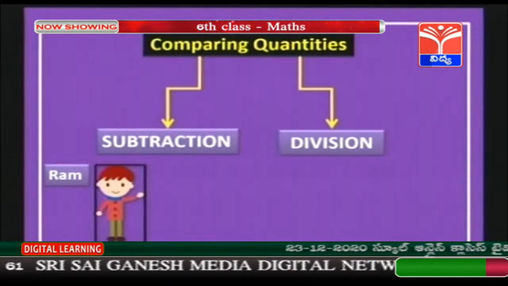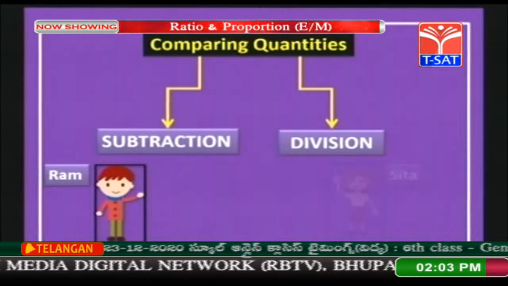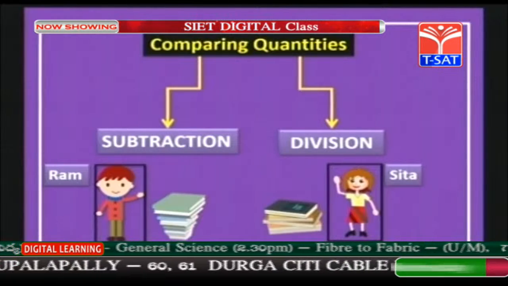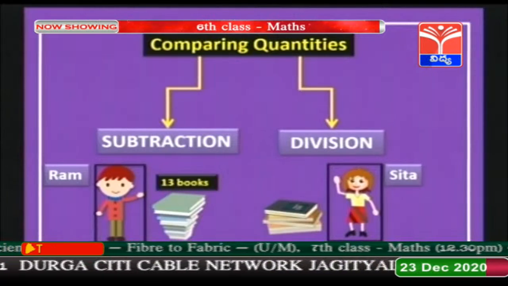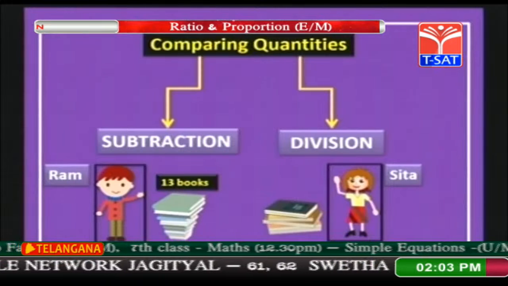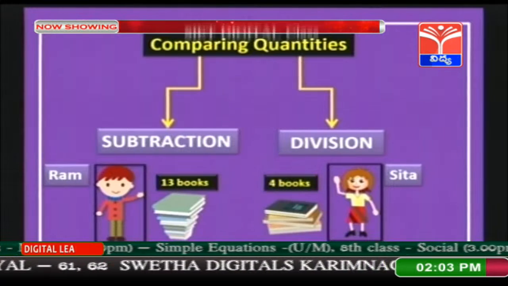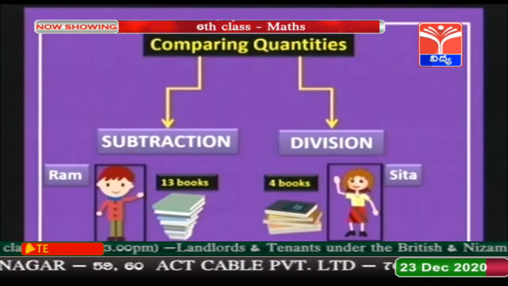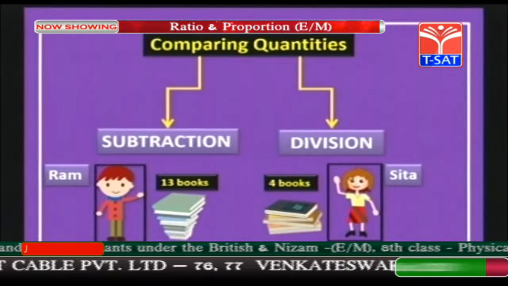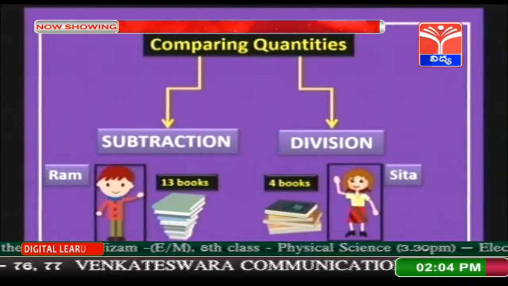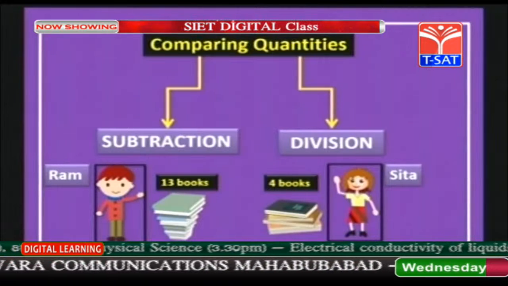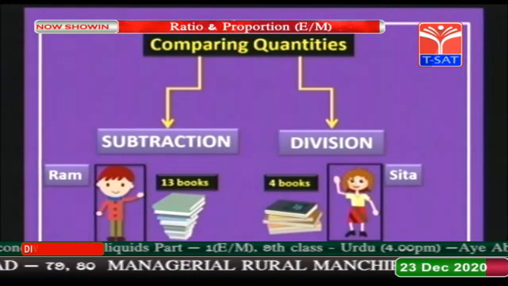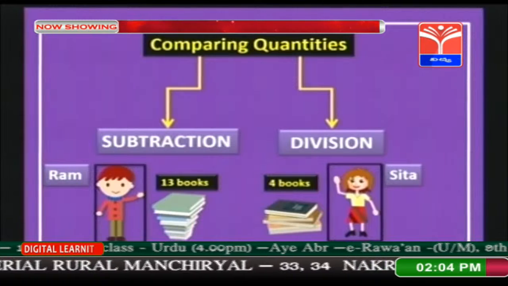Now take a look at an example. See here, Ram and also Sita. Ram has some books with him and at the same time Sita also has some books. Let us consider Ram has 13 books and Sita has only 4 books. Now children, how many books does Ram have more than Sita? Yes, we get it by subtracting 4 from 13. So how many more books does Ram have, children? Yes, I can say Ram has 9 books more than Sita. So this is how we compare using subtraction.